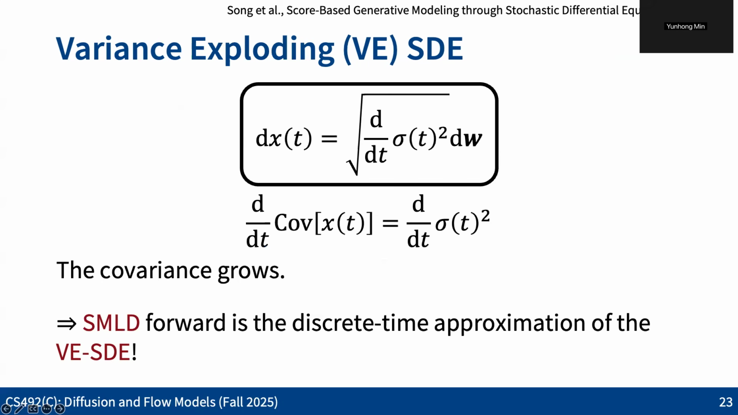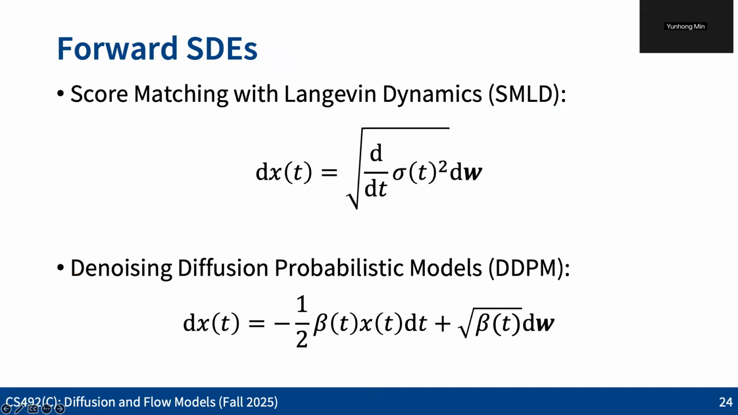For the other case, for this formulation, the covariance is growing over time. So this is the case that the variance is exploding. So the forward process, the forward SDE of the SMLD, is typically also called the VE SDE. Those are some terms that you need to remember for the rest of the lectures. So now we are seeing the SMLD and the DDPM in the continuous time domain, where the forward process is now defined as the VESDE and the VPSDE. So those were the two formulations.